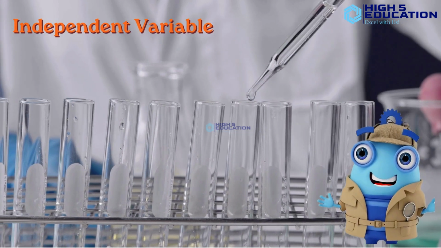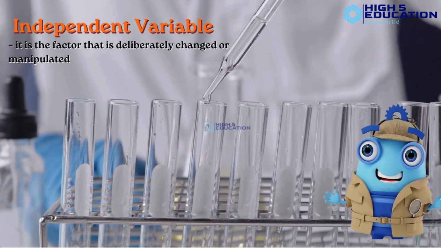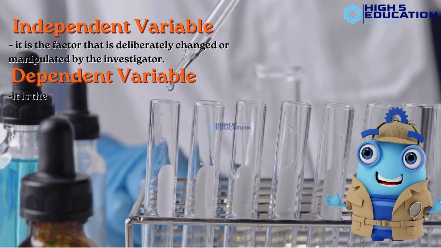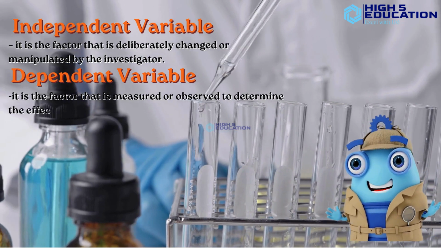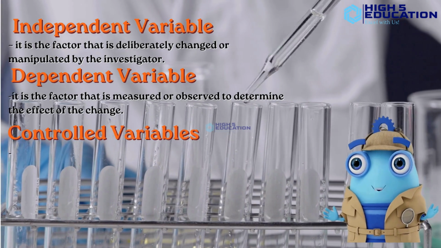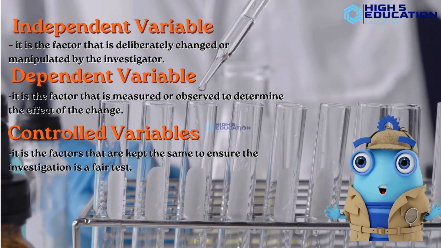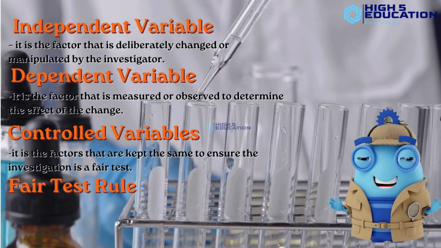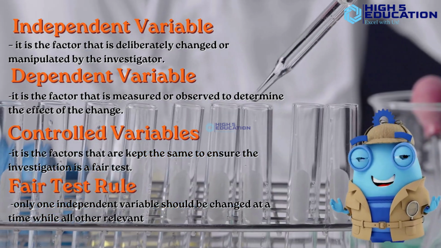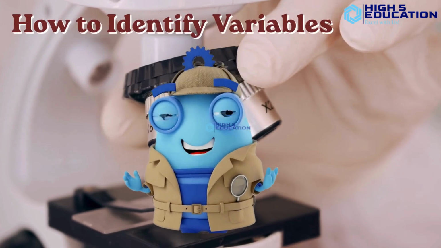First is the independent variable. It is the factor that is deliberately changed or manipulated by the investigator. Next is the dependent variable. It is the factor that is measured or observed to determine the effect of the change. Then, controlled variables. These are the factors that are kept the same to ensure the investigation is a fair test. Lastly, the fair test rule. Only one independent variable should be changed at a time, while all other relevant variables remain constant. Now, let's learn how to identify variables in an experiment.